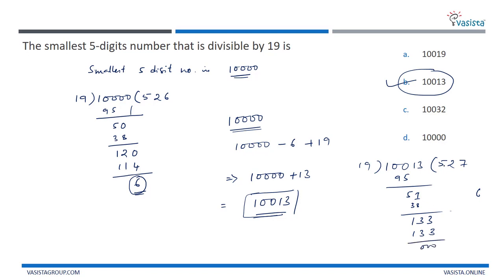So 0. So 527, when you multiply with 19, you are going to get 10,013. So 10,013 is the smallest number which is divisible by 19. So the answer is 10,013, B.